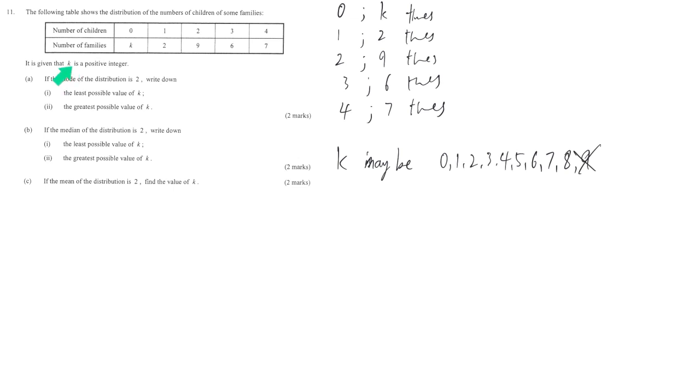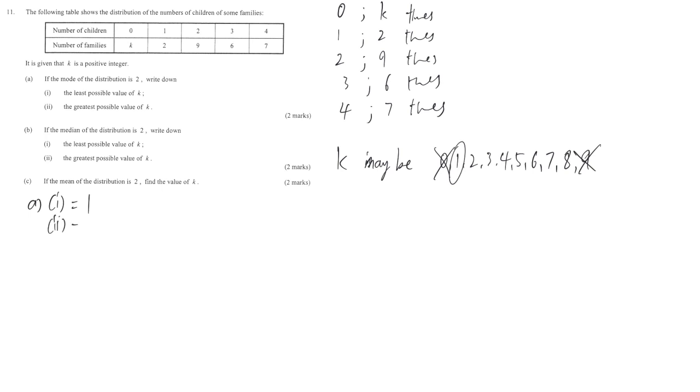And be very careful about that. They give you that k is a positive integer. Without this sentence, k can be 0. But with this sentence, that means we have to reject this result. So among these possibilities, we are going to choose the least possible value. So the answer of A1 is equal to 1.